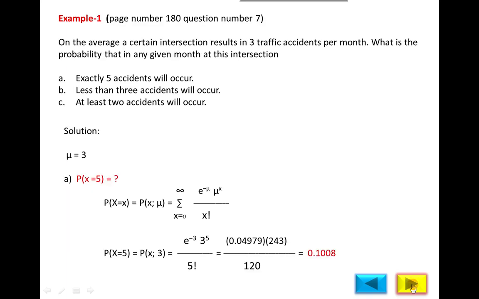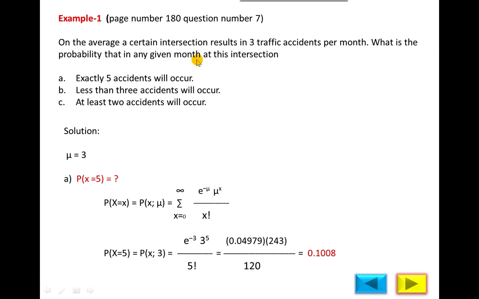So now you will solve the question with the help of the formula. This is the question of your book, Introduction to Statistics by Walpole, 3rd edition, page number 180, question number 7. On the average, a certain intersection results in 3 traffic accidents per month. This word is most important. 3 accidents, discrete, per month in a continuous interval. Average mu, here mu is 3. We require only mu for the Poisson distribution.